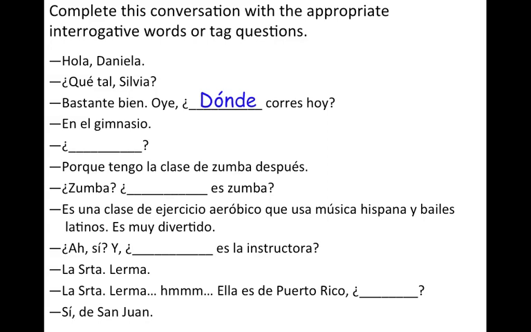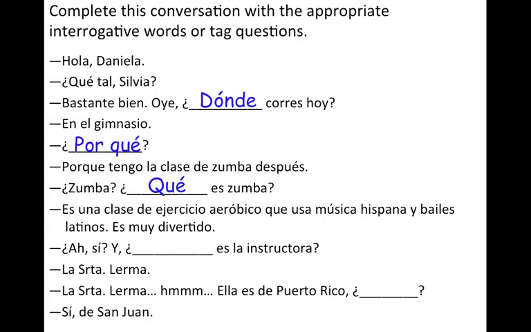Then we have another pregunta. Look at the respuesta. Porque tengo la clase de Zumba después. So they're giving you a reason. What would the question be? ¿Por qué? Why? Because I have Zumba class afterwards. Zumba, something es Zumba. ¿Qué es Zumba? Remember, asking for a definition requires qué, not cuál.